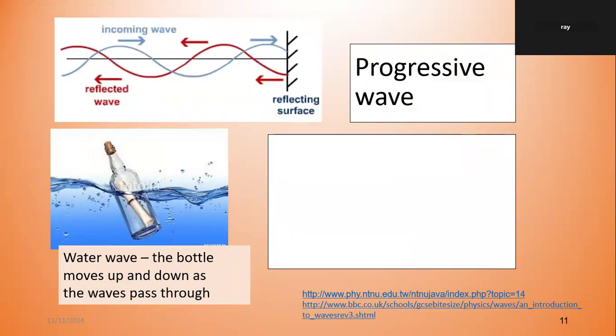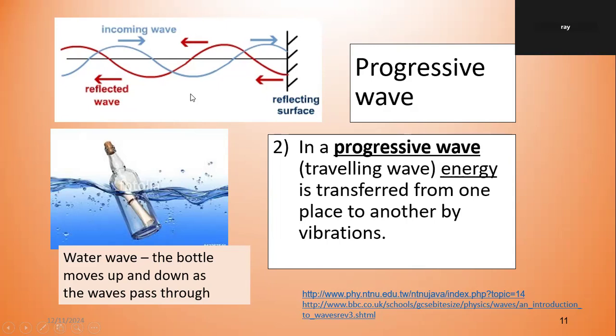This one shows the blue one moving forward, and the red one is the reflected wave. In a progressive wave, or sometimes we call it a traveling wave, energy is transferred from one place to another. That's how we describe a progressive wave: energy transfer from one point to the other. How do we know? The bottle will move up and down.